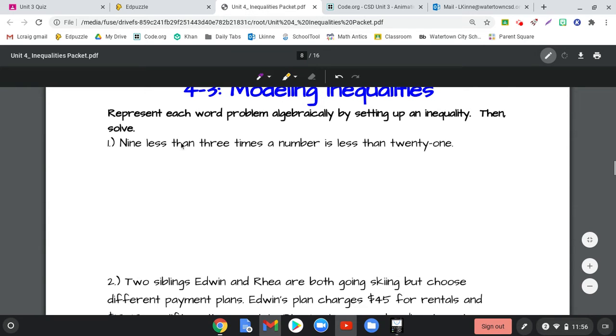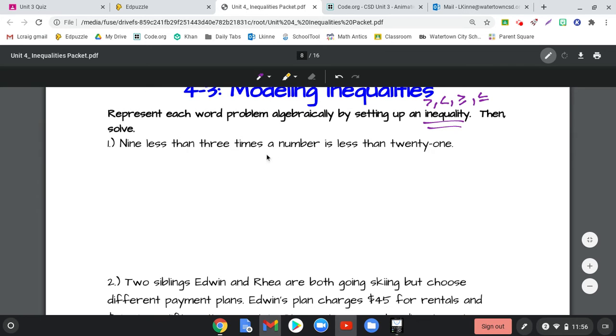We're going to be looking for some keywords. But first thing you're going to want to do is read the question, figure out what they're asking you, and pick a variable to use. So let's see what we're working with here. It says represent each word problem algebraically by setting up an inequality. So again, you're not using an equal sign. It's going to either be a greater than, less than, greater than or equal to, or less than or equal to. Then we're going to solve.